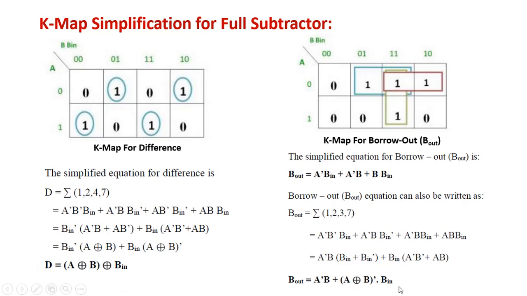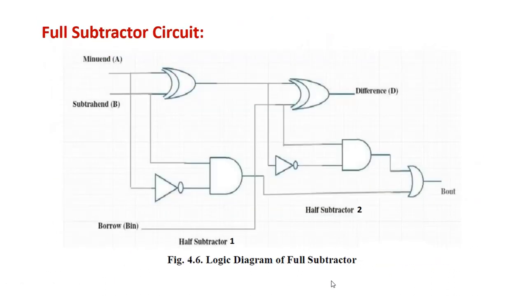For this borrow you require this: you are getting a borrow from the first half subtractor, this borrow you are getting from the second half subtractor, and finally you will add one OR gate, so you can have the full subtractor. So in the full subtractor you can see this much is half subtractor 1, this is half subtractor 2, and you are using an OR gate to get the final borrow. The difference you can get by XORing these inputs.